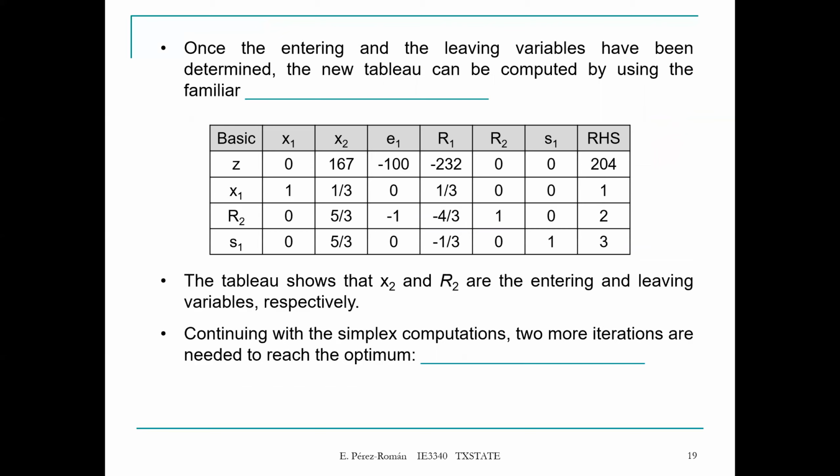So once the entering and the leaving variables have been determined, the new tableau can be computed by using the familiar Gauss-Jordan operations. So after making x1 a basic variable, as you can see here, after performing the operations to make this column for x1 a 0, 1 column, this is the resulting tableau. The tableau shows that x2 and r2 are the entering and leaving variables respectively.